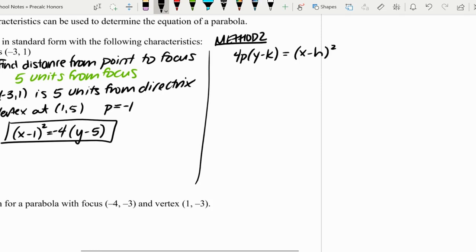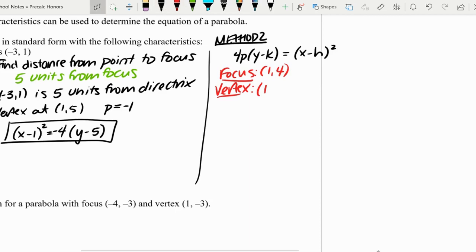And then there are a couple things that we can fill in. Since they gave us the focus is at (1, 4), we do know something about the vertex, right? The focus has to be in line with the vertex. So we know that the x coordinate of the vertex is also going to be 1. So I'm going to start kind of filling in this equation down here.